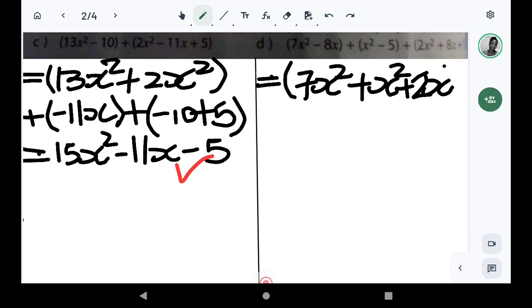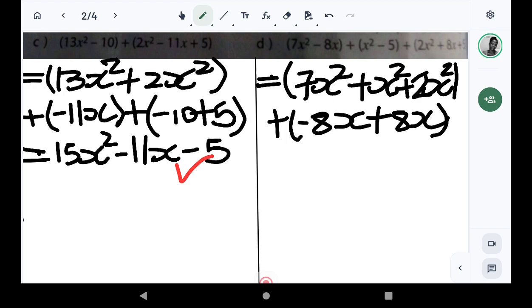Plus, in brackets, now you deal with those that have x. That's minus 8x plus 8x. Next, you put all the constants together. That is negative 5 plus 5.